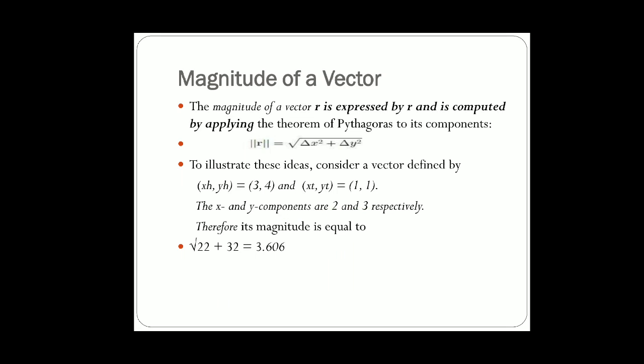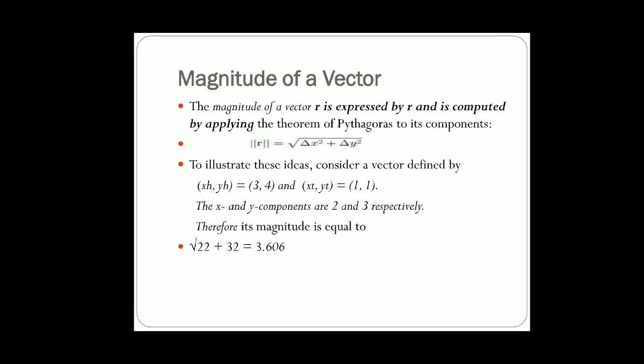Now next is the magnitude of a vector. The magnitude of a vector R is denoted by double lines beside R, and it is computed by applying the Pythagoras theorem. For 2D the same theorem is applied. So the magnitude of R is equal to the square root of delta x squared plus delta y squared.